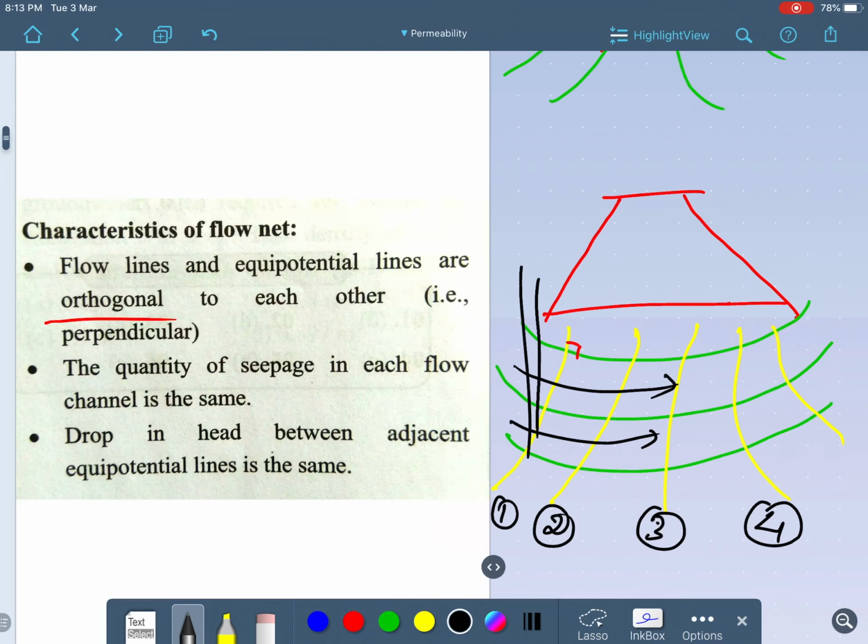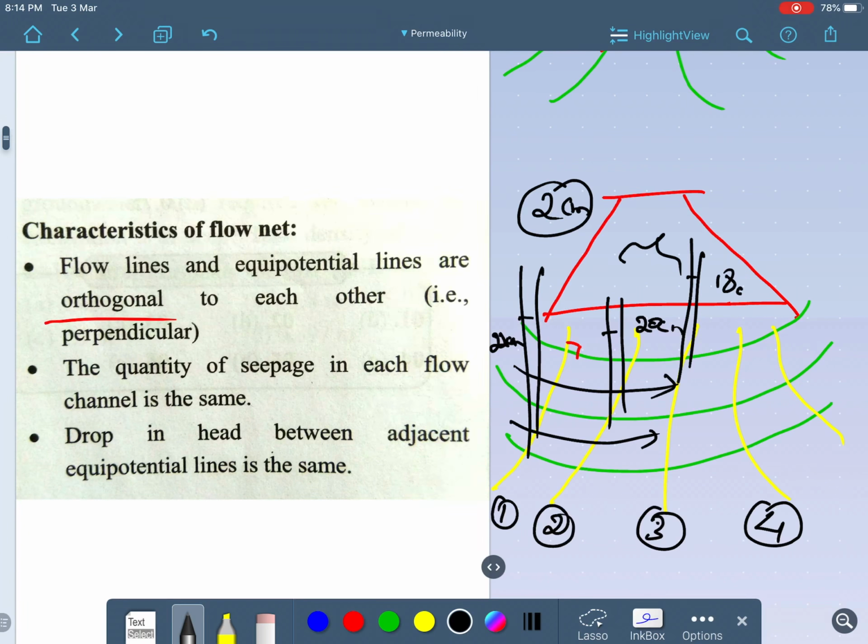For example, if I keep one piezometer here, the rise in head is 22 centimeter. Then here it will be 20 centimeter. So what is the drop in head between these two? It is 2 centimeter, right? In the same way, if you go here, the rise in head will be 18 centimeter, and the drop in head between these two equipotential lines is again 2 centimeter. That is what they are telling. The drop in head between adjacent equipotential lines is always the same, 2 centimeter from one equipotential line to the other.